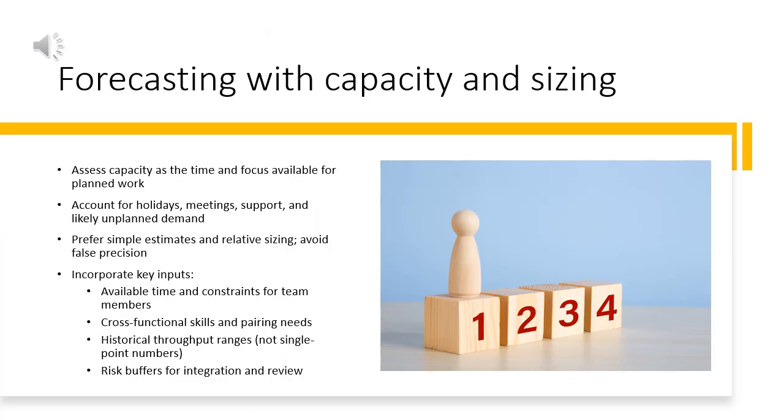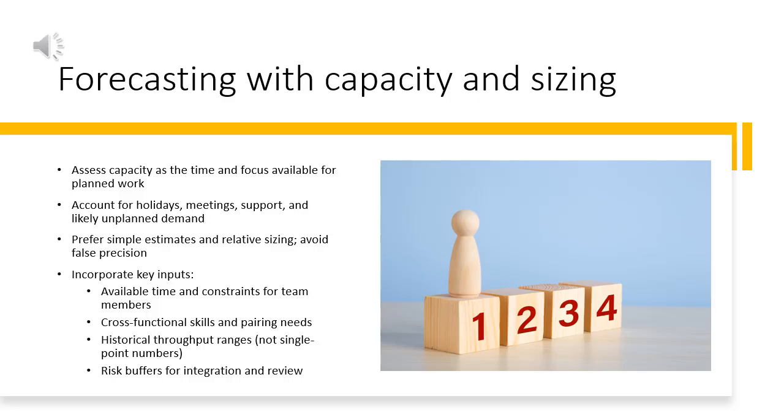Next, the team examines capacity for the sprint. Capacity is time and focus available for planned work. The team considers holidays, meetings, support, and unplanned demand. Simple estimates give a shared view of effort. Avoid precision theater and focus on relative sizing.